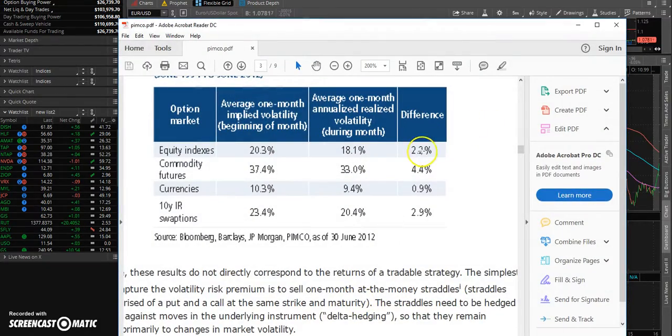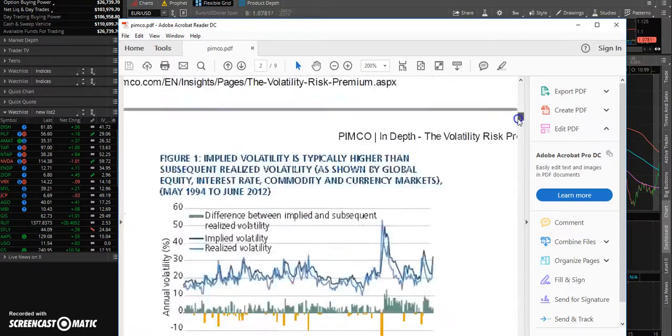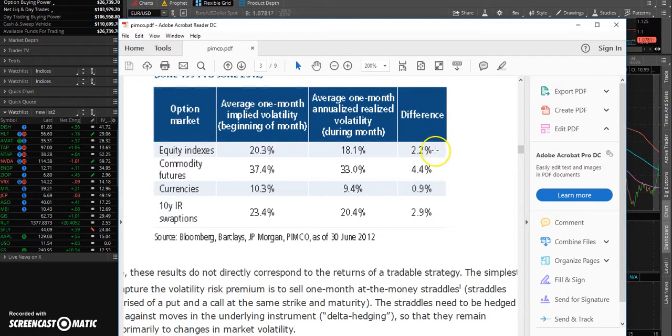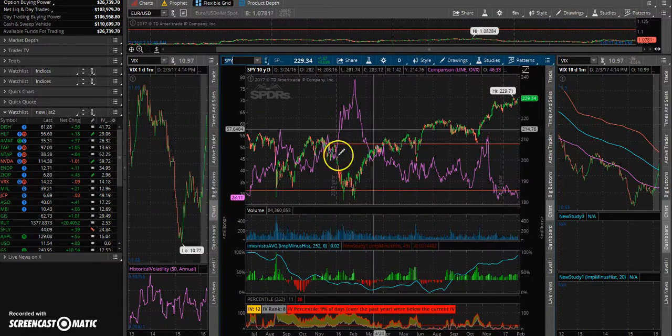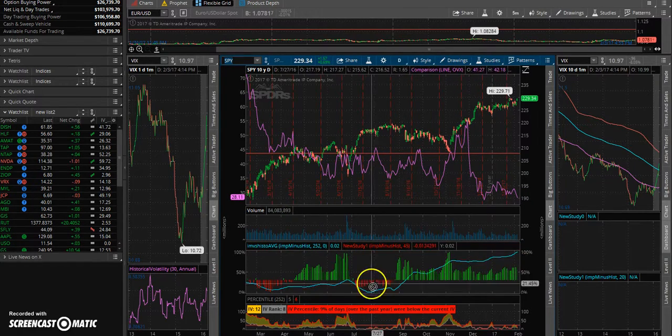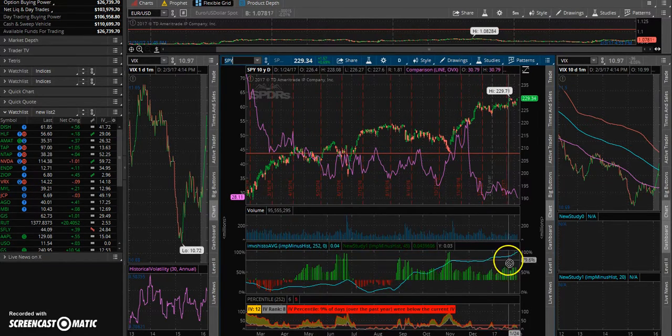So for instance, historically we know the S&P, from an article by PIMCO, is about 2.2%. Other markets' implied, like commodity futures, is about 4% more. So if you're trading SPY, you sort of know what that average is. This is the average over 252 days.